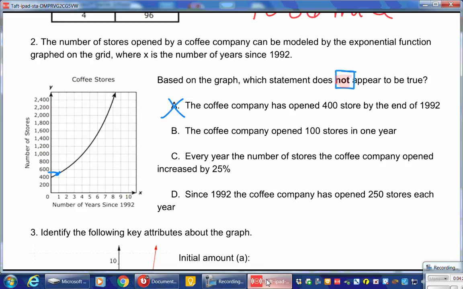B, the coffee company opened 100 stores in 1 year. So the first year it looks like they opened 100 stores, but from the first to the second year, it looks like they opened a few more than that, and then a few more. So let's come back to B. B is a possibility. C, every year the number of stores in the coffee company open increased by 25%. That's a possibility. D, since 1992, the coffee company has opened 250 stores each year. Here, each year implies that this would be linear, and this is obviously not linear, so I'm going to eliminate D.